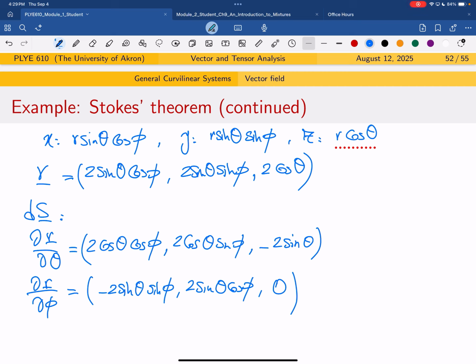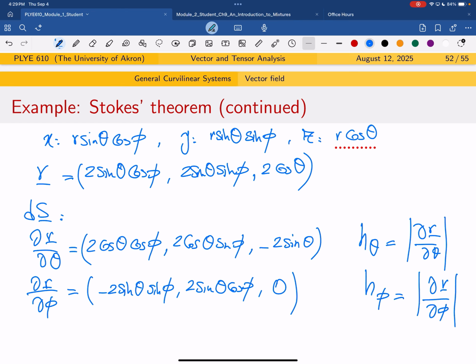Basically the magnitudes of these two things are going to give you h. Your h theta is going to be the magnitude of this, and your h phi is going to be the magnitude of this one. If you calculate the magnitudes, those are the scales of your coordinates.